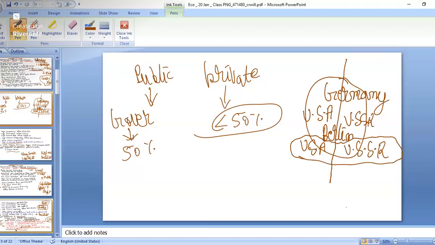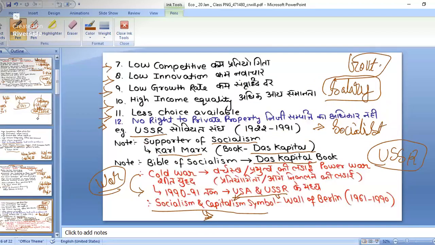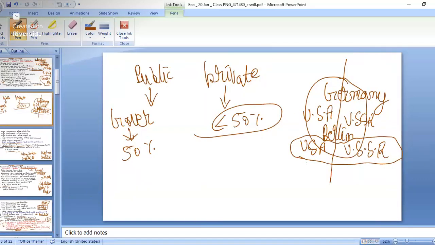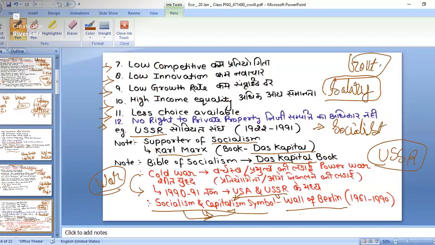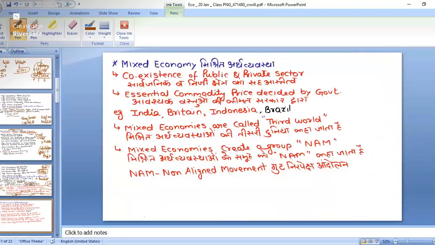The symbol of socialism and capitalism is one important thing, that is the Wall of Berlin. If you see here, both the USA and the USSR are there. One is capitalism, one is socialism. So it is a symbol of the socialist and capitalist economies. That is the Wall of Berlin. From 1961 to 1990, the Wall of Berlin was known as the socialism and capitalism symbol. So that is about the socialist and the capitalist economy.